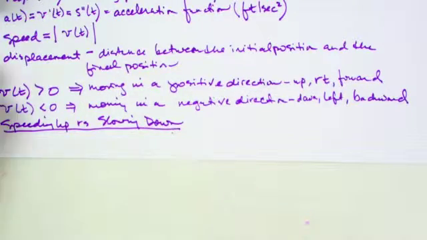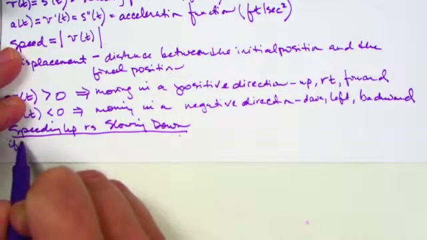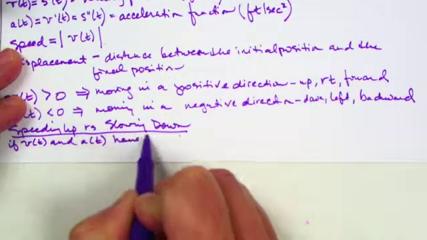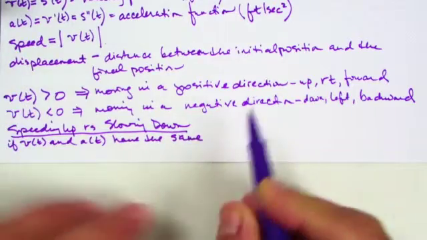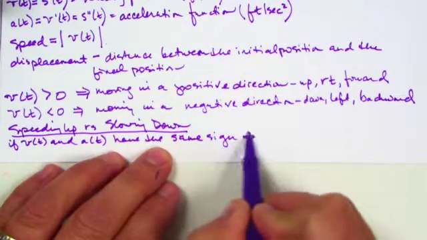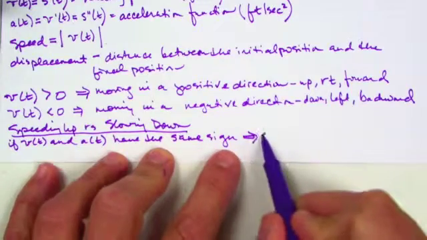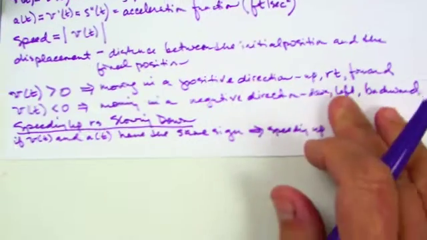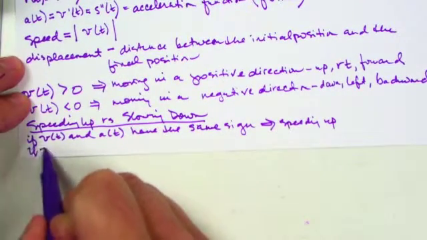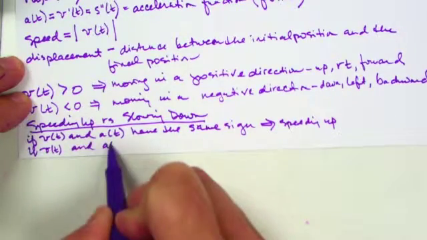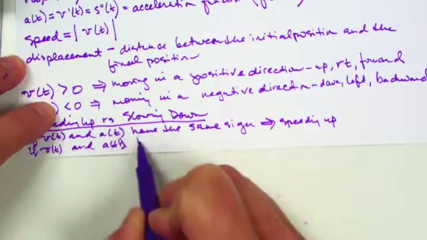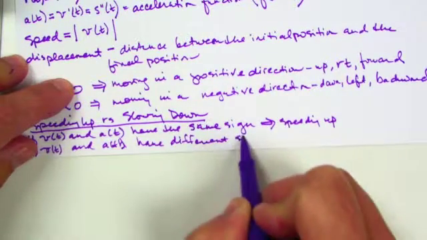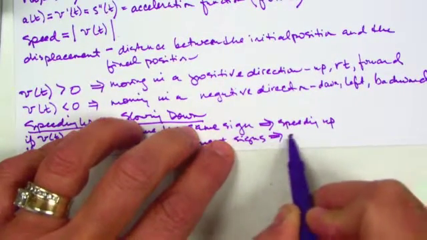Okay? So if V of t and A of t have the same sign, what am I doing? Speeding up. If V of t and A of t have different signs, then yes, we are slowing down.